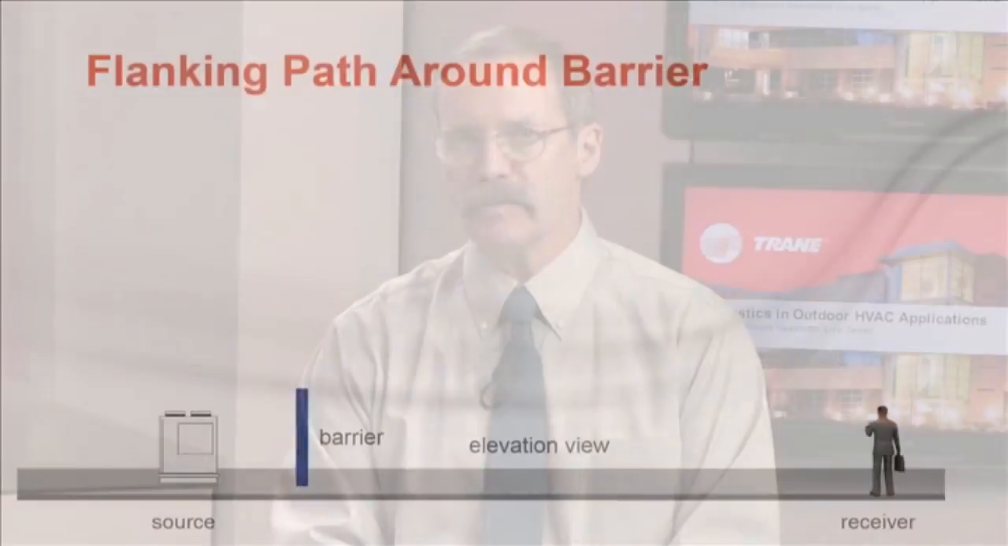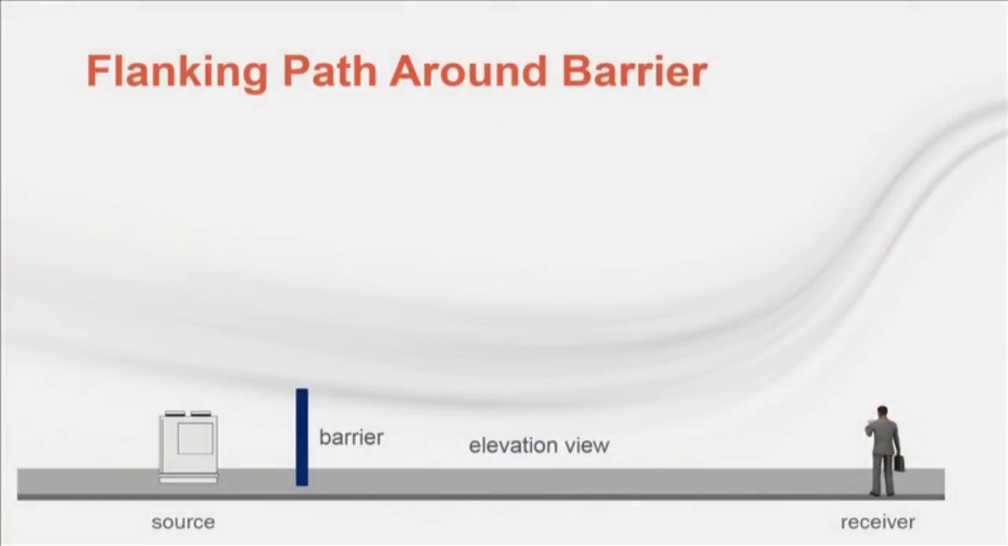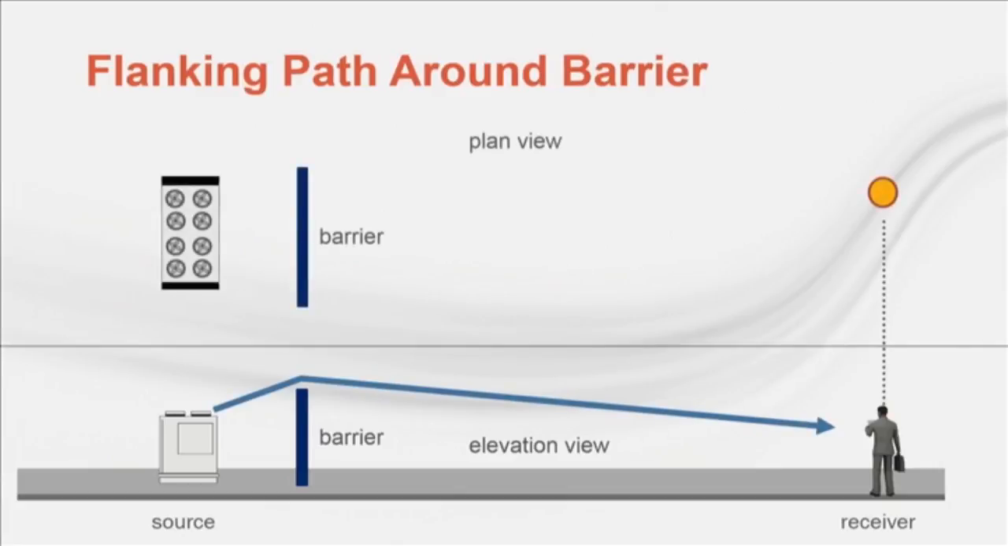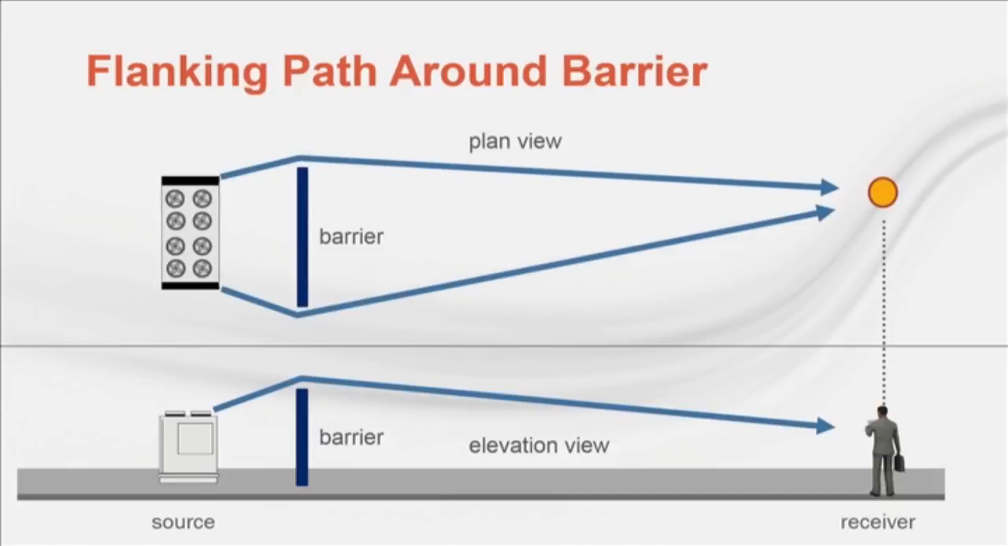The second flanking path that is ignored is sound going around the ends of the barrier. It's typical to focus on sound going over the top of the barrier wall. But if we look at the barrier in plan view, it's clear that sound can also go around the ends of the wall. The barrier equation doesn't account for sound going around the ends of the wall. So the wall must either extend a sufficient distance beyond the end of the unit or wrap around 3 sides to prevent a contribution from the end-around flanking path.